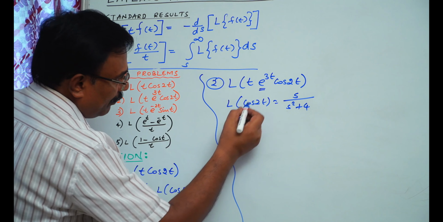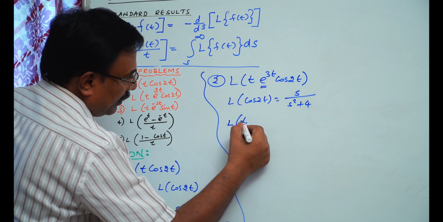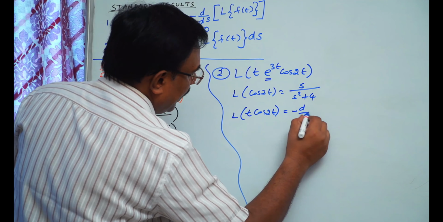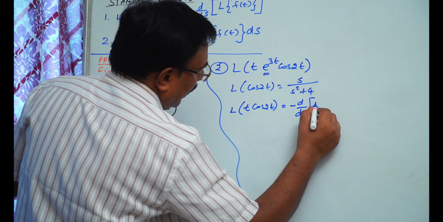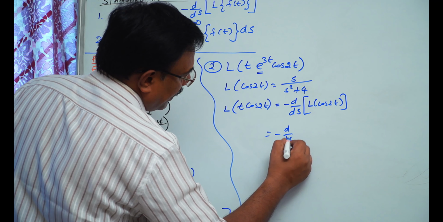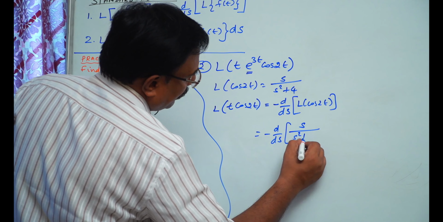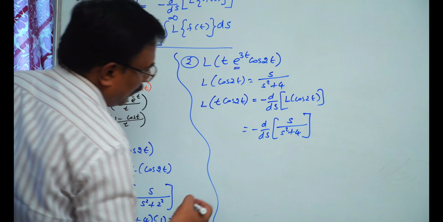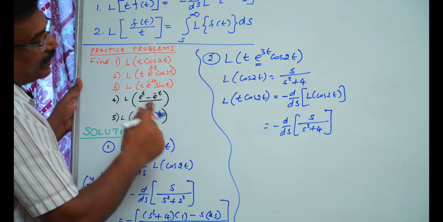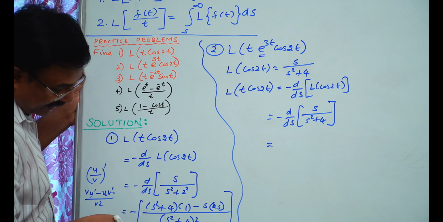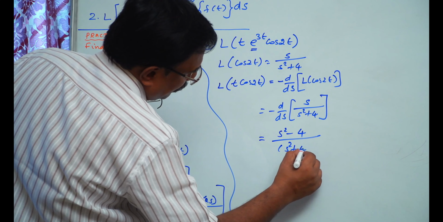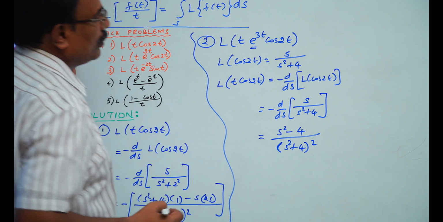Then we should not take e power 3t now, but only t cos 2t. Laplace of t cos 2t is equal to minus d by ds of Laplace of cos 2t, which is equal to minus d by ds of s divided by s square plus 4. As we derived earlier, I took t cos 2t from the previous problem itself. To save time, I can write s square minus 4 divided by s square plus 4 whole square from the previous question's solution.